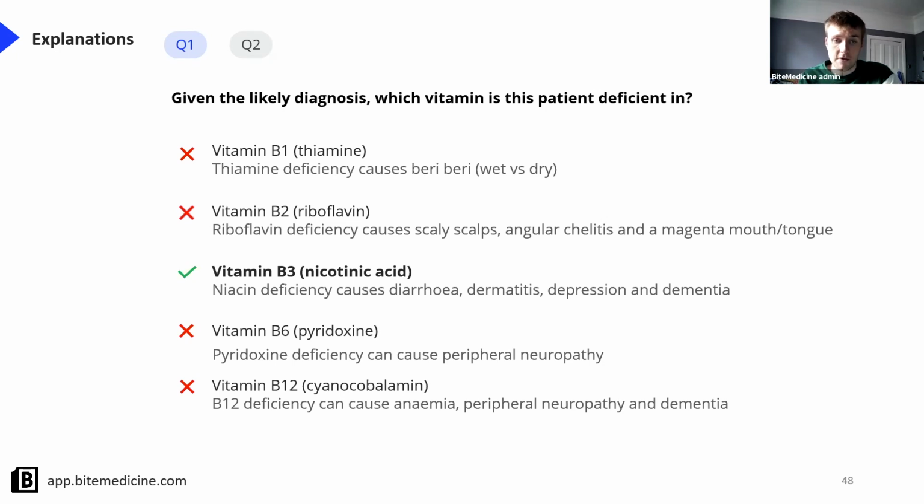Vitamin B6, pyridoxine, classically will cause a peripheral neuropathy. And vitamin B12, again, you get a peripheral neuropathy, and you can also get a macrocytic anemia and a dementia-like presentation. So tricky one there. Niacin deficiency called Pellagra.